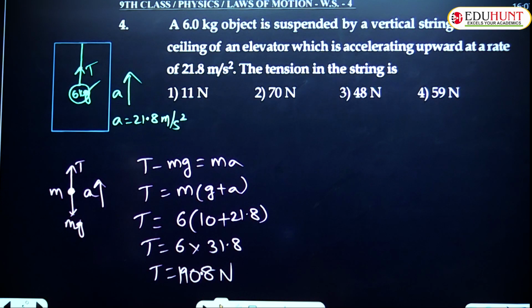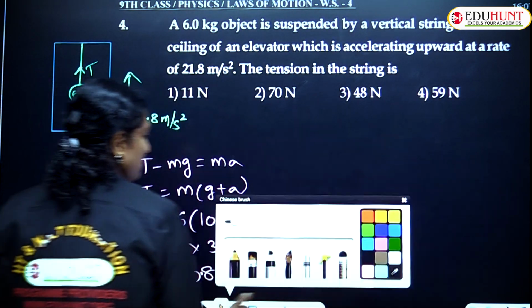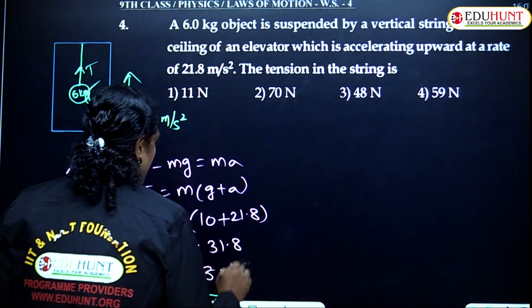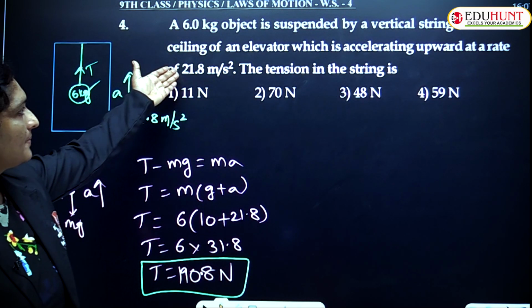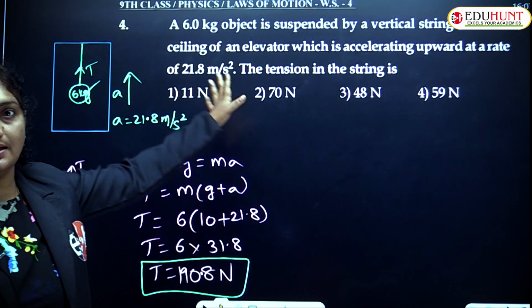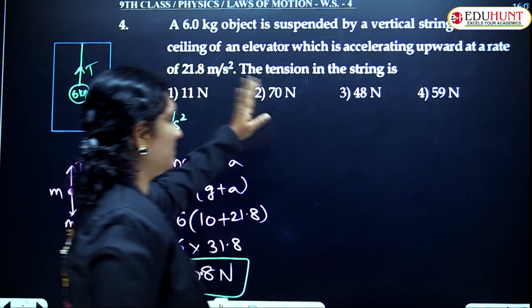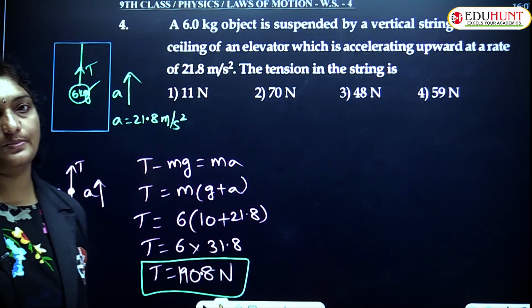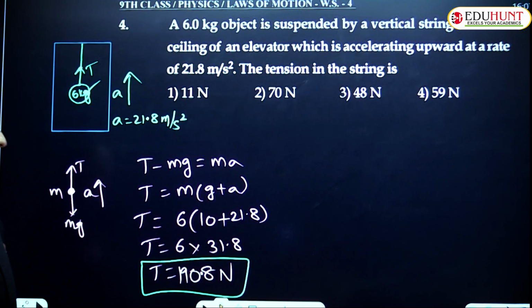So the value of T is found to be 190.8 newtons. But there is no such option given. The proper value according to the given data is 190.8. Maybe some correction has to be applied to the numerical, children. There is a mistake in the numerical itself. Either the question or the options must be changed. Anyhow, based on the given data, the result for tension is 190.8 newtons. Please note this down, children.